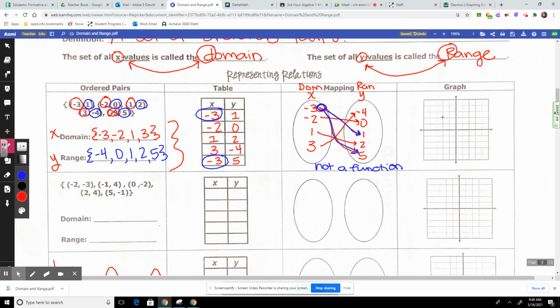Okay, and then to put those points on our graph, I would go (-3, 1), left 3, up 1 from the origin. (-2, 0) is to the left 2, stay on where y is 0. (1, 2) is right 1, up 2. (3, -4) is right 3, down 4. And (-3, 5): 1, 2, 3, 1, 2, 3, 4, 5. Your graph should look like that.